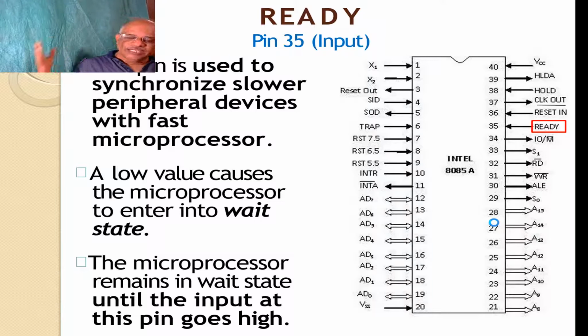So whenever data or some important information is to be transferred from a peripheral device into the microprocessor, the READY pin goes low. When it goes low, the microprocessor remains in the wait state until the input at this pin goes high. So it is an active high pin, and it is used by other devices to indicate to the microprocessor that a certain data transfer is going to happen, and the microprocessor needs to wait for some time. So this is the function of the READY pin.